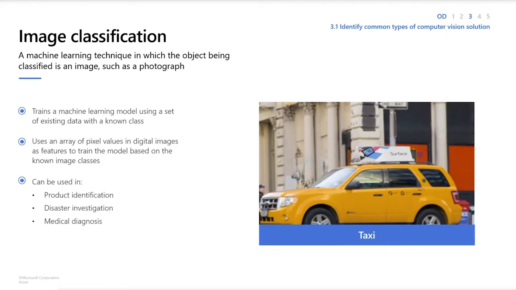There are so many different use cases for image classification. We have product identification, disaster investigation, or even medical diagnosis. You can see here, the image classification recognized this image as a taxi.